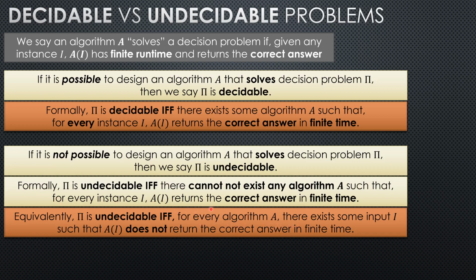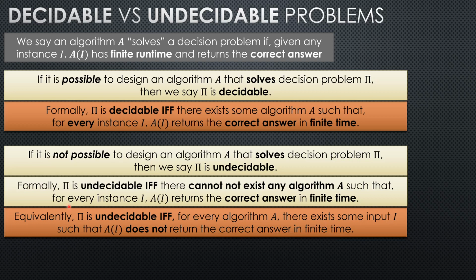Cannot, for every instance, return the correct answer in finite time. What's the negation of for every instance we return the correct answer in finite time? The negation is there is an instance where we don't return the correct answer in finite time. Okay, that's the same as saying there exists an input where we fail to give the right answer, we give the wrong answer, or we run for infinite time.